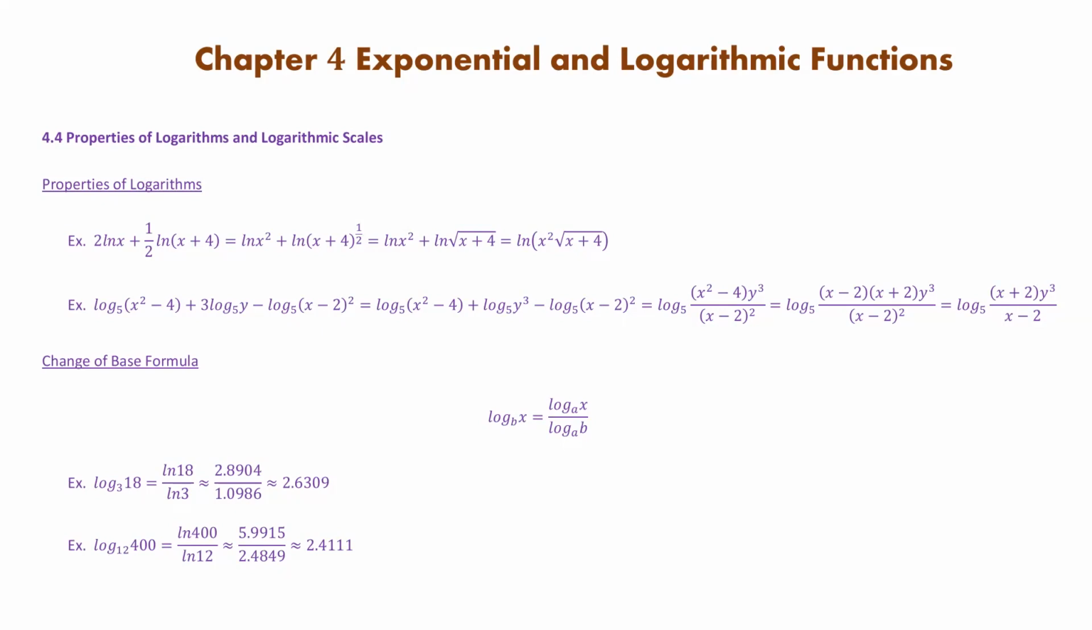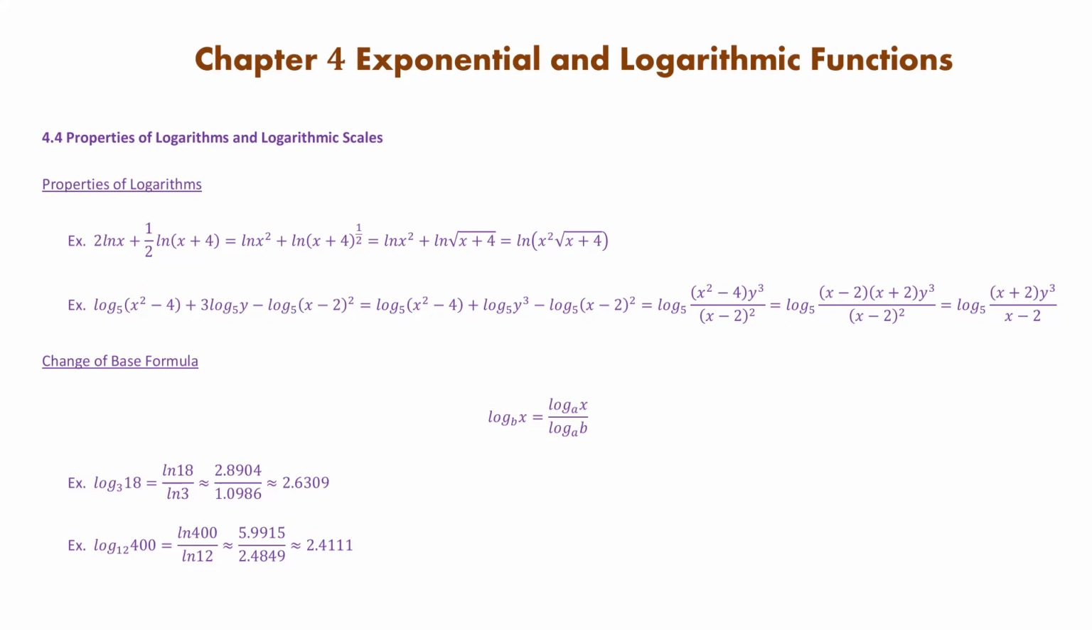In the next example, we have 3 terms, but they're all logarithms with the same base 5. So we can combine them into one logarithm. Again, we have to rewrite each term a little bit. Actually, there's nothing we need to do in the first term because we don't have anything in the front. So just keep it as it is.